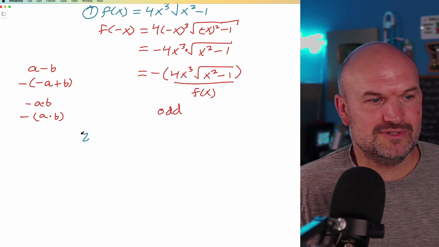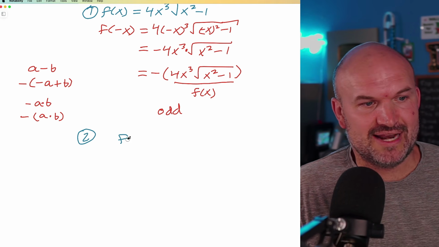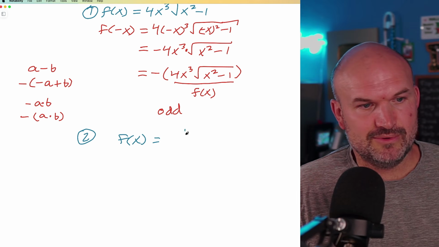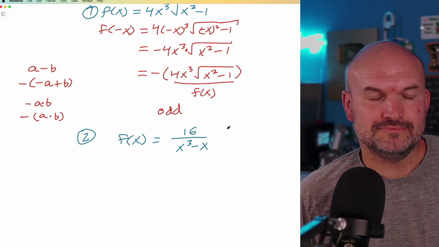All right, now let's go and look at number 2. Now, number 2 is going to be something that's rational. So we'd have f of x is equal to 16 over x cubed minus x.